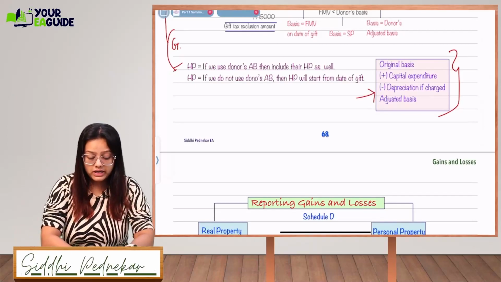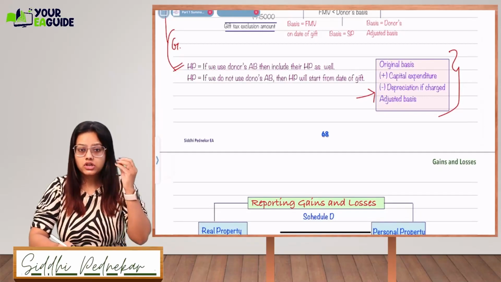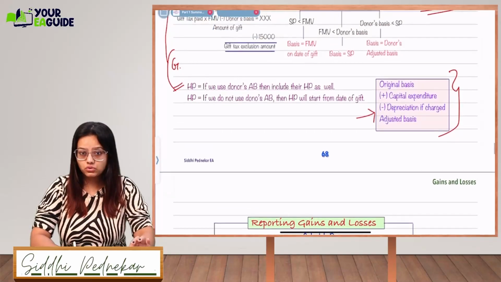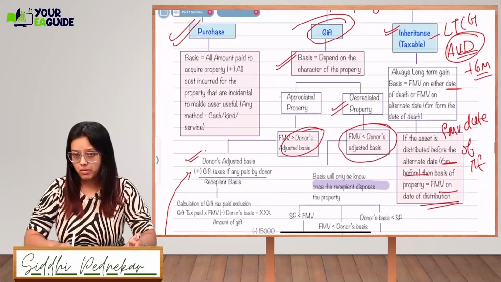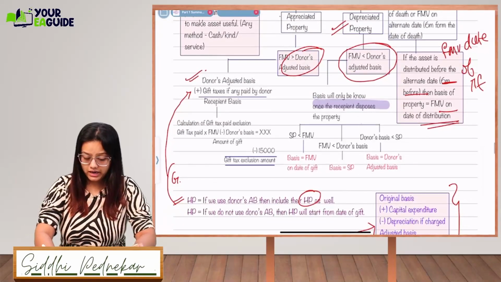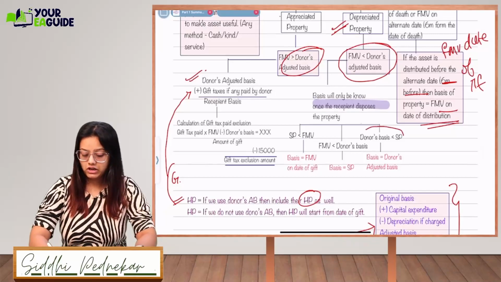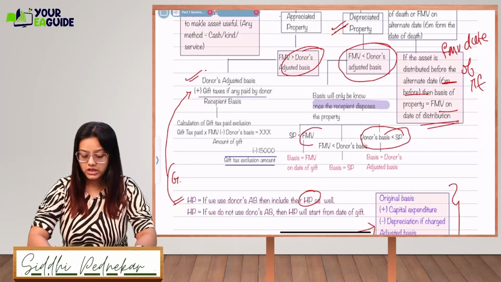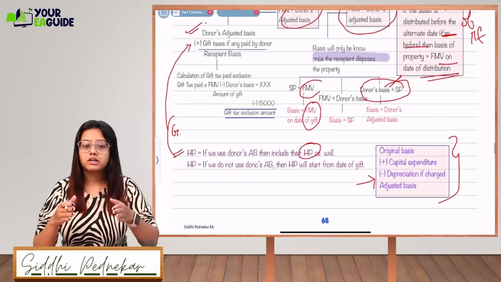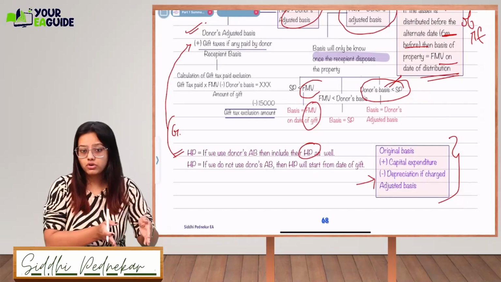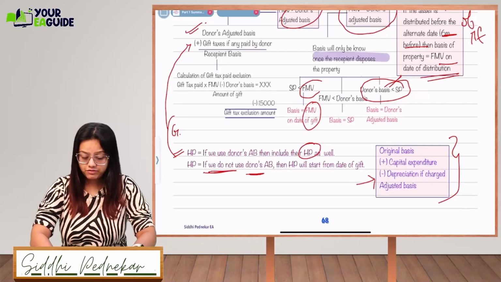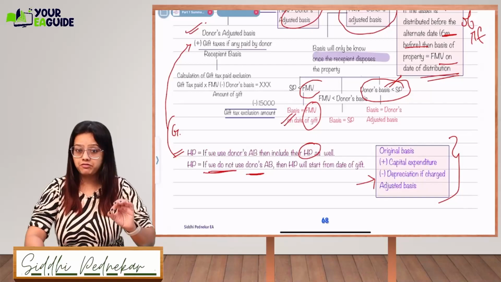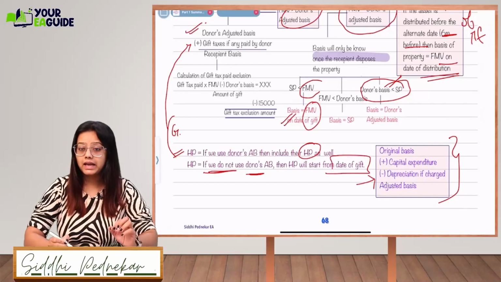Holding period is nothing but, if the donor's adjusted basis is used, then include the holding period of the donor also. In the case of gift related properties, at the time of depreciated property, sometimes we are going to use the donor's basis, sometimes we are going to use the FMV. If you are using the donor's basis, then the holding period will start from the date on which the donor actually held the property. If you do not use the donor's basis, meaning in our first situation where we use the cost basis as FMV, then the holding period will start from the date of gift.